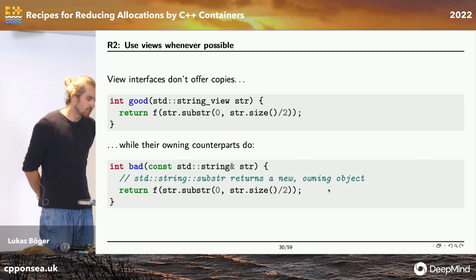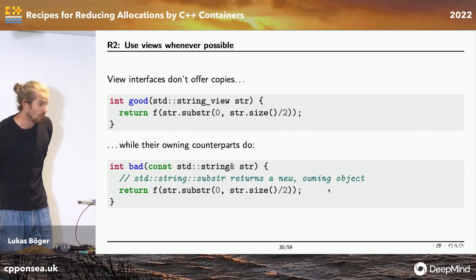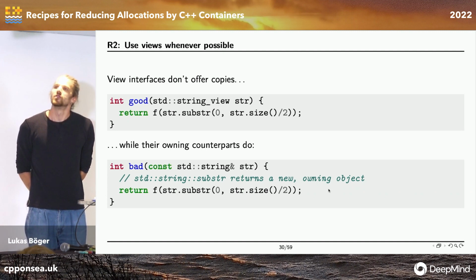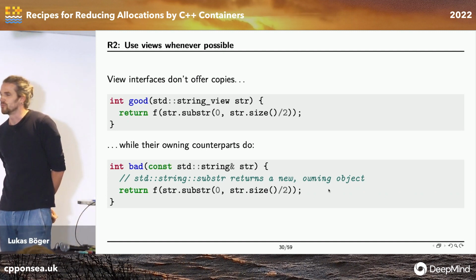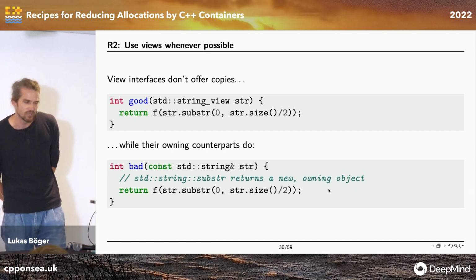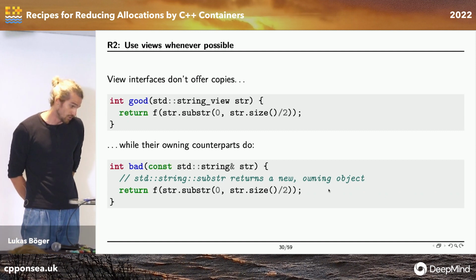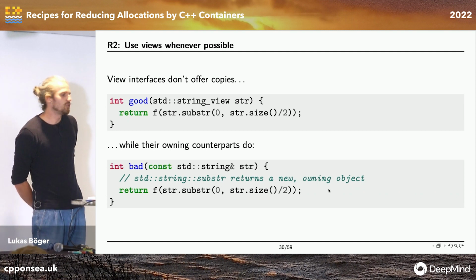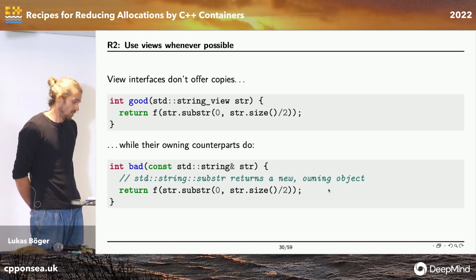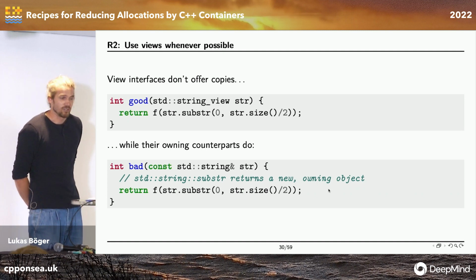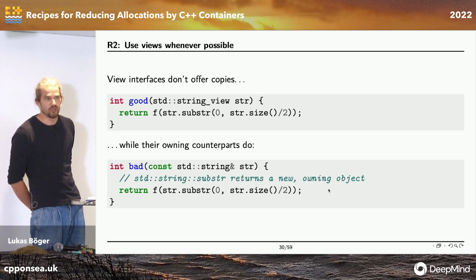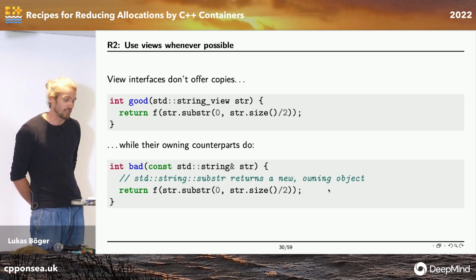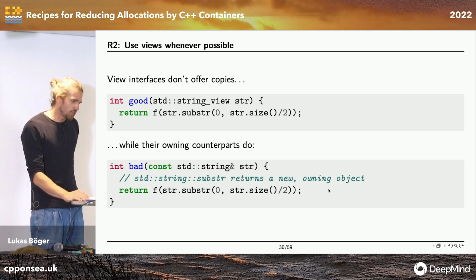View interfaces also don't offer copies. For example, it's not possible to use a string view to implicitly construct a std::string because that would potentially allocate and so on and so forth. Same with substr, which is the example here. So the string view function will never allocate because substr returns a subview as opposed to std::string, which returns a new object that owns. Okay, 2 gotchas with views.